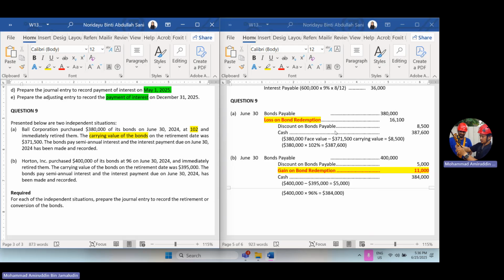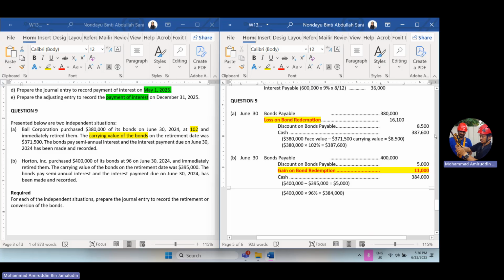Okay, so this is the double entry. Bonds payable, this is the amount of your bonds. This is what we call face value. Okay, this face value, 380 is your face value. So debit bonds payable, we want to pay. You need to pay because you immediately retire them. Retire them meaning you pay. So debit bonds payable. This one is a balancing figure.